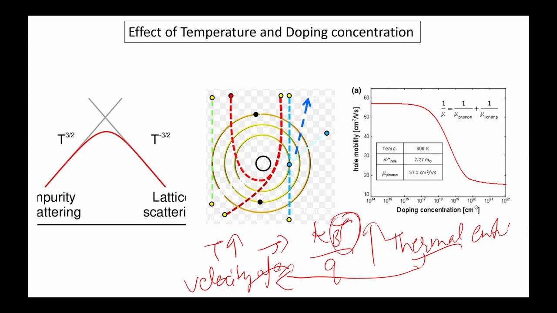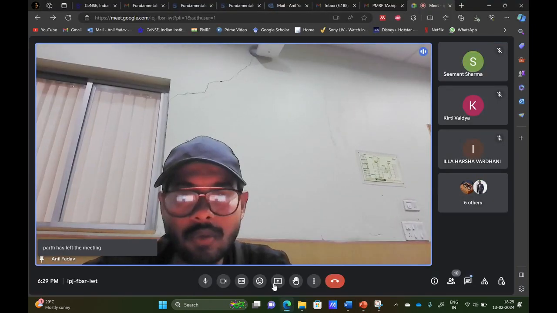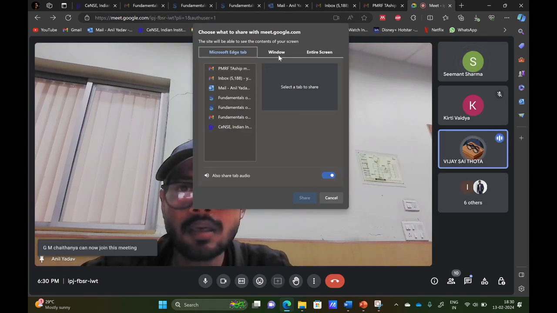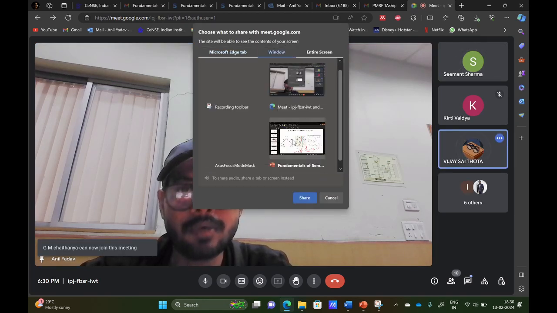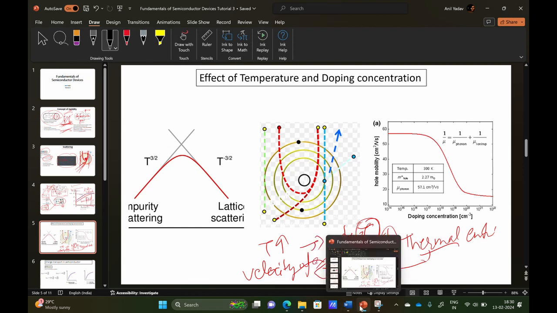So as I was showing, the screen is not showing. Sorry, screen sharing has stopped. Wait, for how long? Sir, just one more minute, Anil. Okay, just one minute. Now can you see? Not yet. Yeah, now we can see.